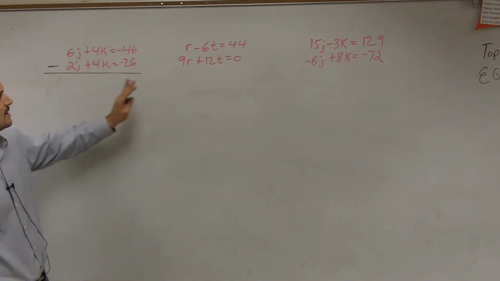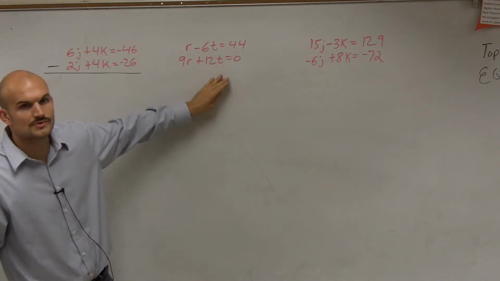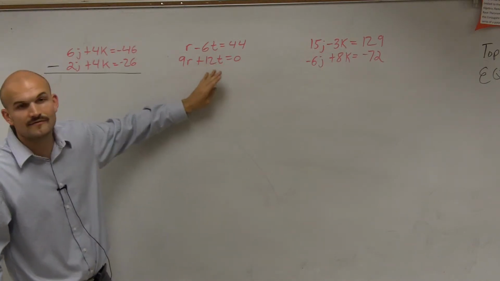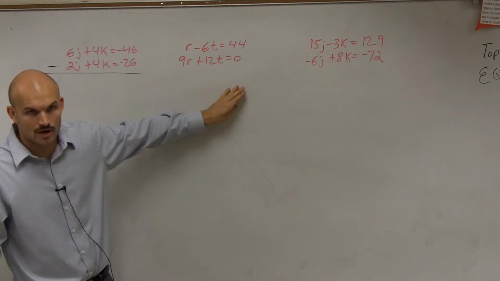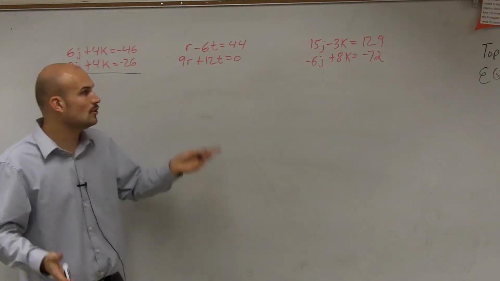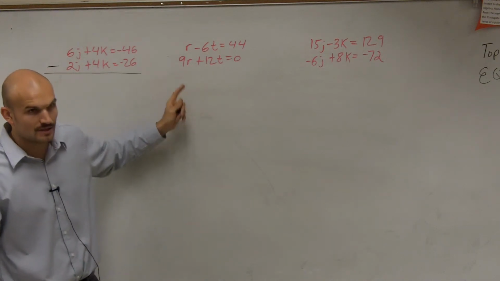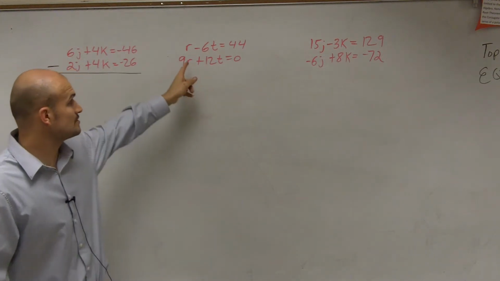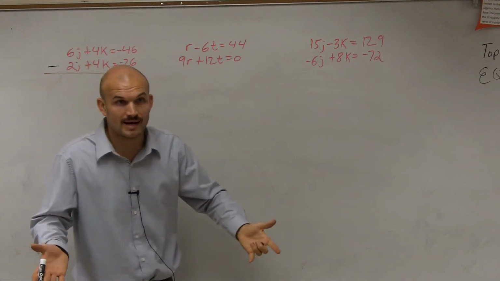All right. Now you guys look at this one, and we notice we have a problem. Because do I have variables that have the same sign? No. So what I need to do is manipulate the equation so they have the same signs. You could do substitution for this, yes. But you could also do it by elimination.